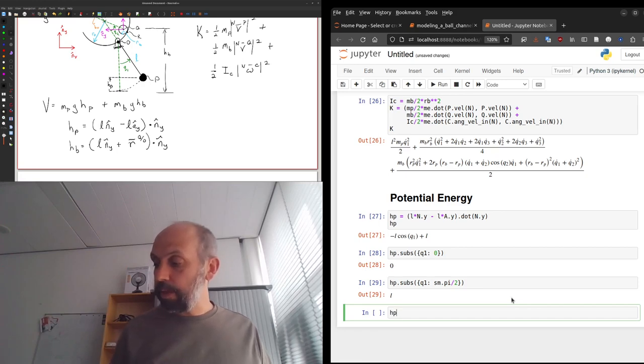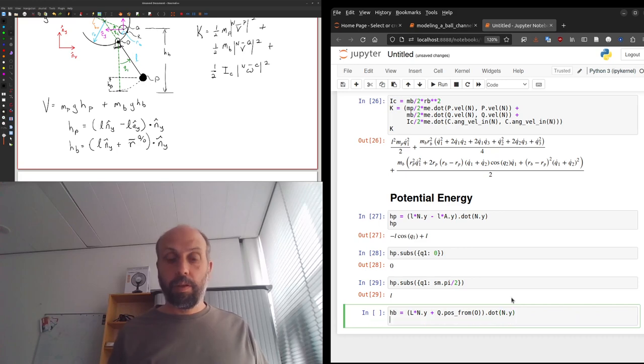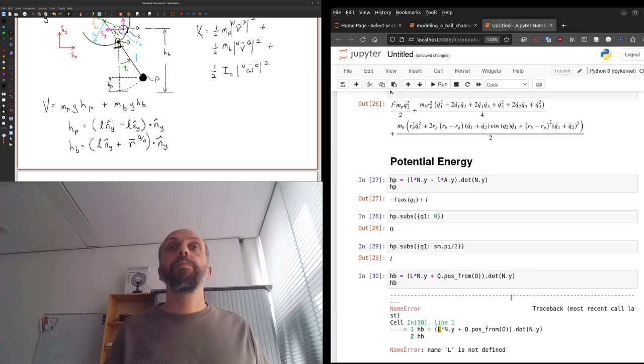All right, HB is going to be L times N dot Y plus Q dot position from O, and all that dotted with N dot Y. HB. Lowercase L.